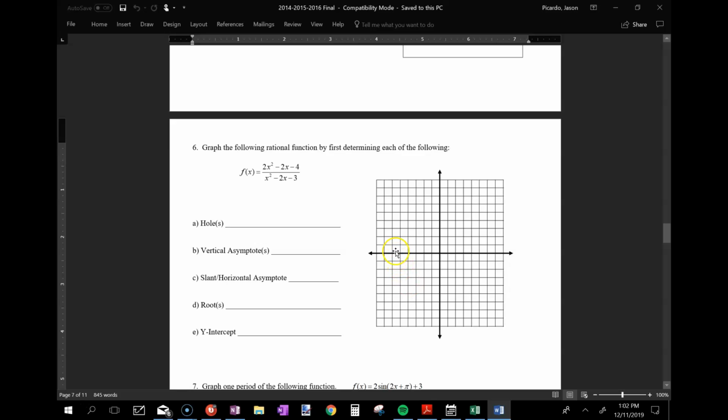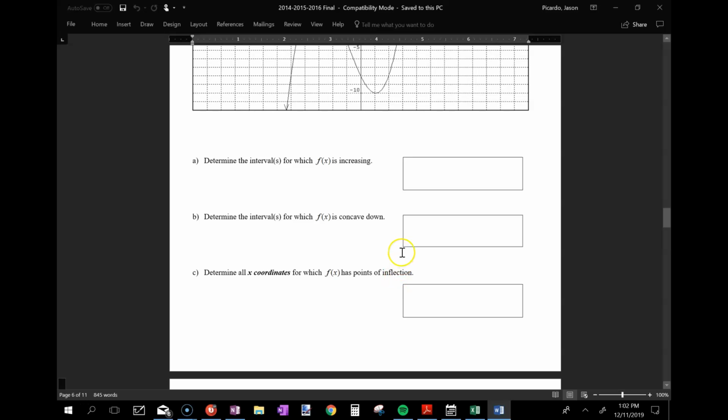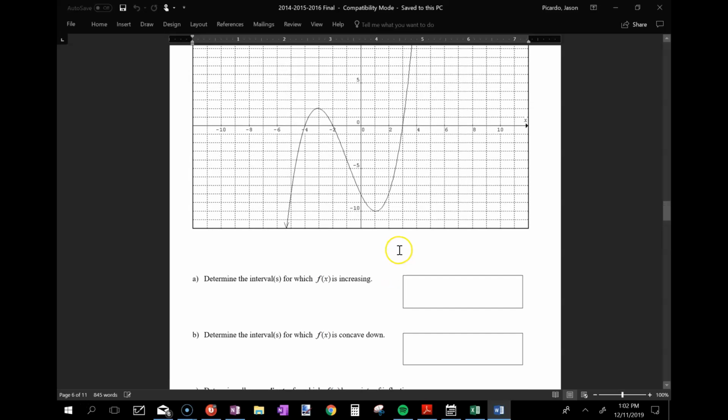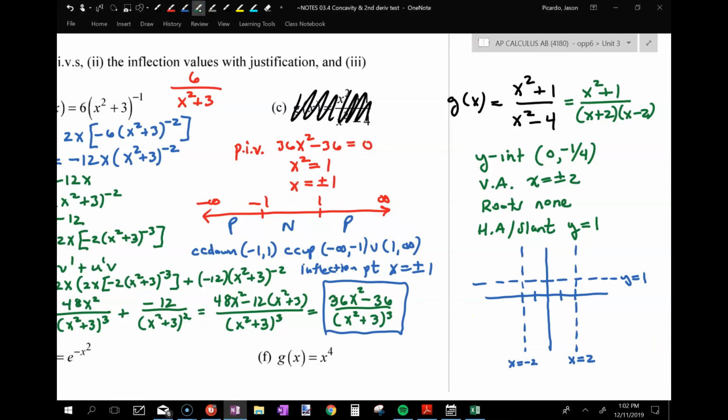Yeah. All right. But by the way, hey, increasing, concave down, inflection points, right? So this isn't new, okay? I know I'm sort of explaining it as being new, but it's not. Yes, I used to teach pre-calc.